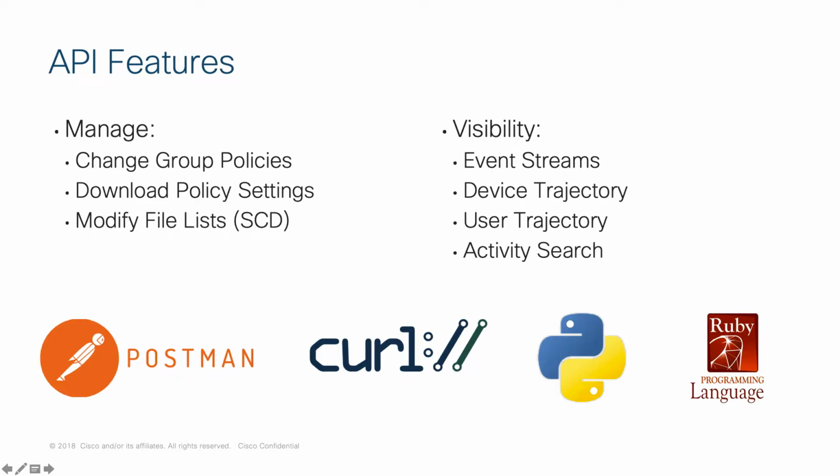The AMP for Endpoints API puts access to your console data and many of the console management functions at your fingertips. With a simple curl call, script, or Postman request, many console-based actions can be taken, speeding up incident response and reducing or eliminating the time malware has to spread within your environment.